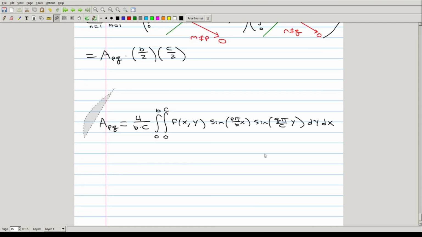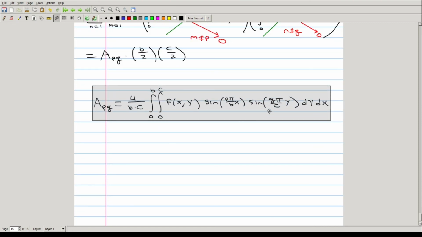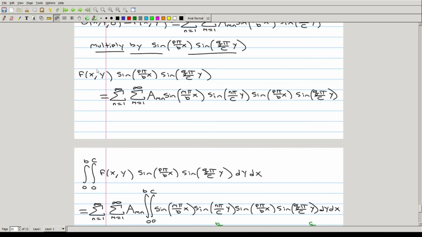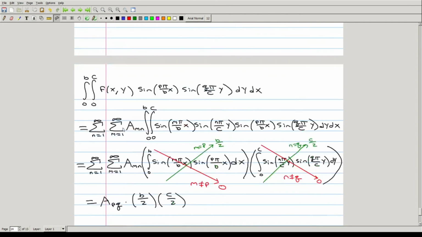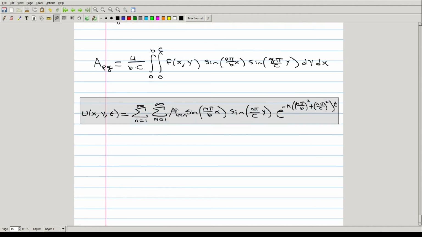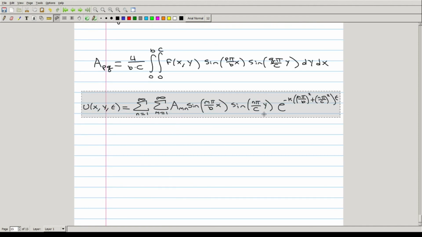Which gives us a direct formula for the coefficients in that infinite sum from before. So the general solution to this problem with these specific boundary conditions is going to be this infinite sum, where A_MN is defined by this equation right here. And so let's go through and do this for 2 separate examples.